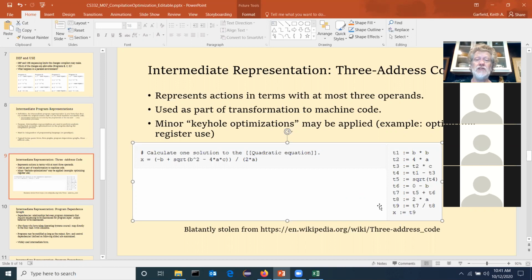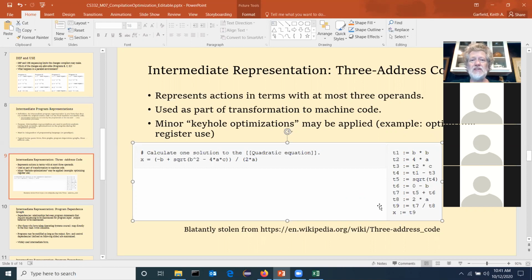And maybe I run out of registers and I have to ship T8 back into memory. And then later on, I have to bring it back just to do T9. So that's inefficient use of registers. So this notion of, at this level, doing these little tiny optimizations.